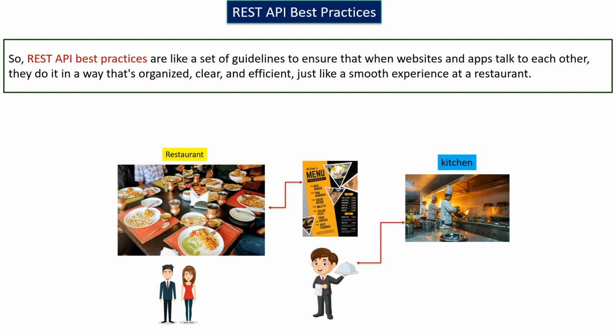So REST API best practices are like a set of guidelines to ensure that when websites and apps talk to each other, they do it in a way that is organized, clear and efficient, just like a smooth experience at a restaurant.